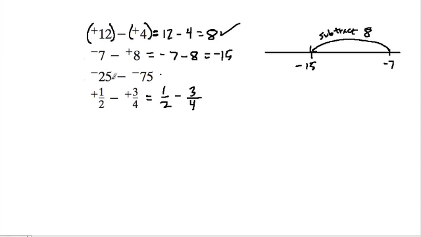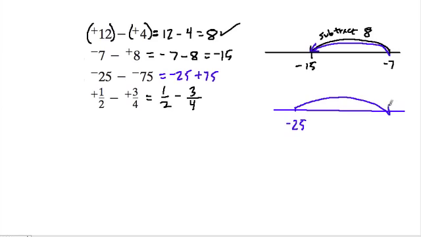Here, negative 25 minus negative 75. Well, remember, here we subtracted positive 8, so we went to the left. So what does it mean to subtract a negative 75? Well, if subtracting positive 8 is going to the left, subtracting a negative will move us in the opposite direction. So in this case right here, we're starting at negative 25, but really what we're doing is adding 75 to that. That's the same thing as taking away a negative.